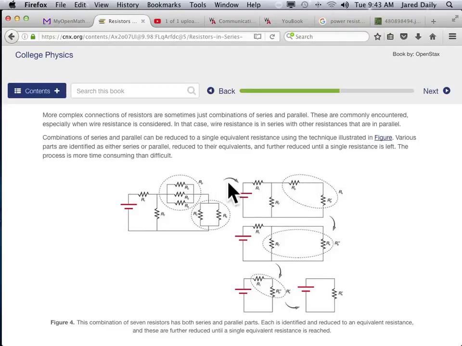Put a new number here that replaces these three. The same with this. So you have two new resistors and make a new circuit that represents this old circuit in the same resistive way, just simpler.